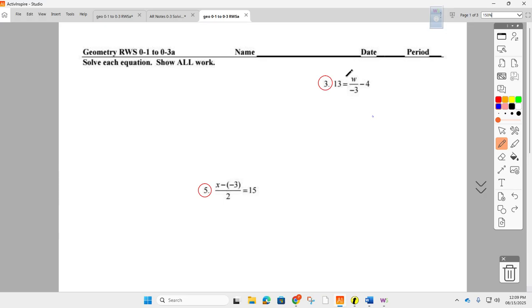Number 3 says 13 equals W divided by -3 minus 4. So that fraction bar, so there's a fraction there. Normally we say we're just going to get rid of the fraction. We have a couple of ways we can do it. Actually, we can do it the way we've been doing it. How do we do that? If there's a fraction, let's get rid of it.